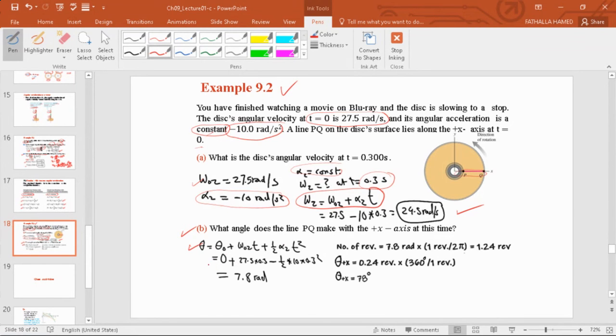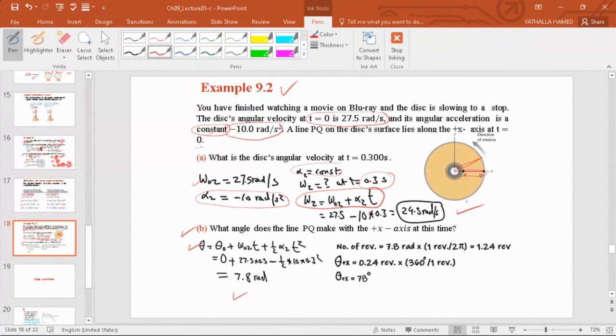Now we choose theta 0 to be 0 at t equal to 0, and omega 0 z, they tell us, is 27.5. You multiply that by 0.3, minus, because the alpha is minus 10, minus 1/2 times 10 times 0.3 squared, and that gives you 7.8 rads. So that's basically how much you covered. Now they ask you, the line makes an angle what with the positive x-axis? Is it below? Is it above?